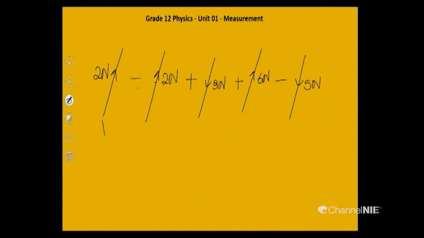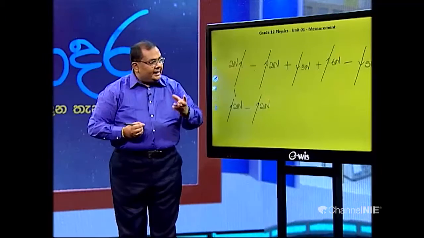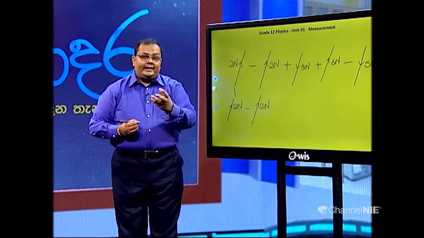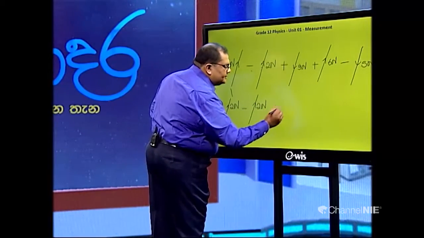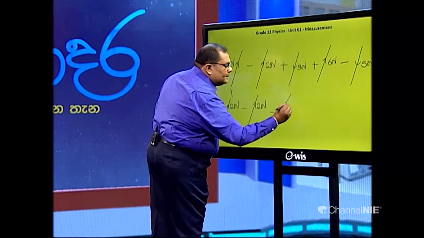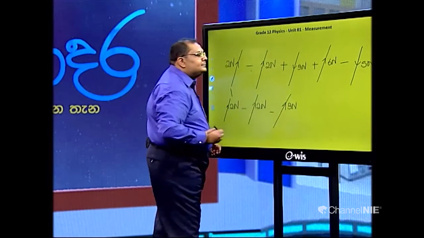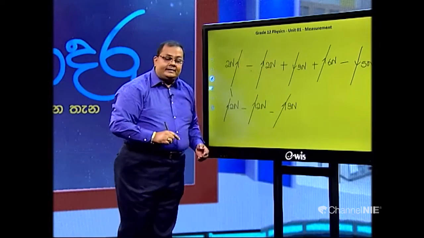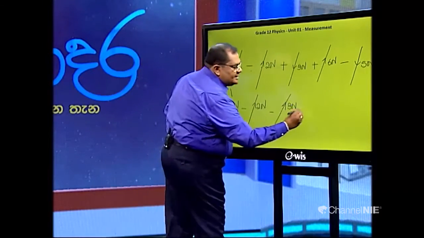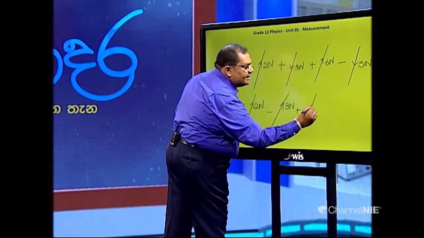Here I can draw 2 newtons. Arrowhead should be in the same direction to add them. Then very easy. Here minus, this way 2 newtons. Then here we have to change the direction of this vector. To change the direction of the vector, we have to add an extra minus sign. It's this way 3 newtons. Then here no need to change anything because it is in the same way. Plus 6 newtons in the same direction.